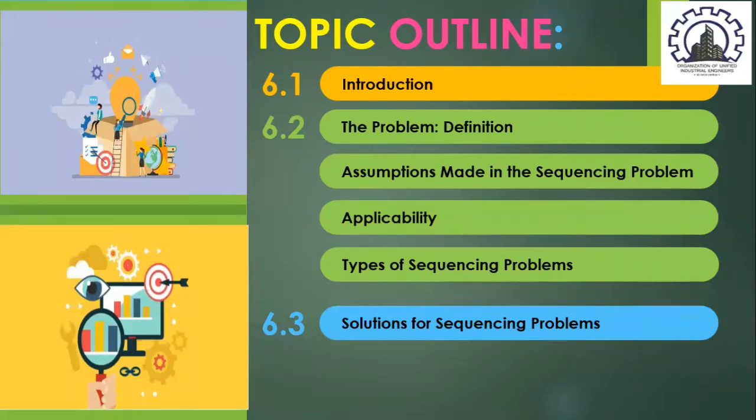Second, we have the problem or definition, and this includes key areas or sub-key areas. We have assumptions made in the sequencing problem. We have the applicability or the applications of sequencing problem in the real world, and we also have types of sequencing problems. And finally, I will also be discussing the solutions for sequencing problems, or the different ways on how to solve sequencing problems.